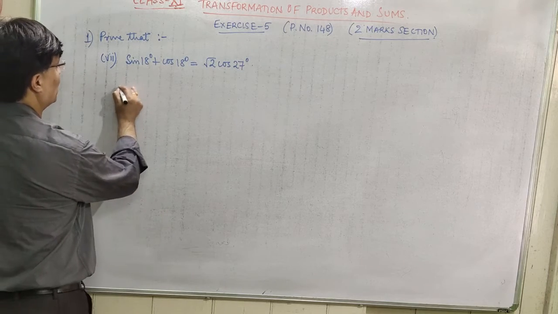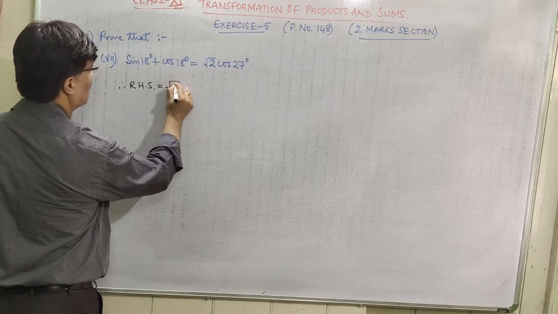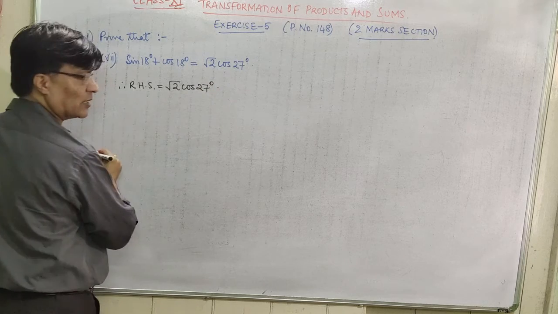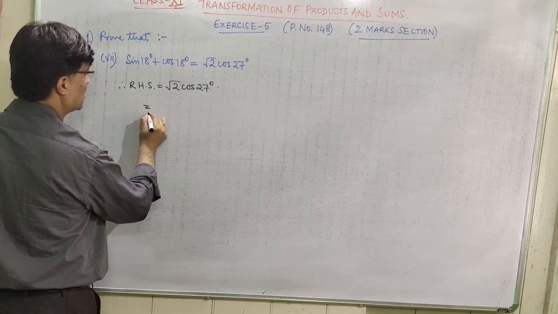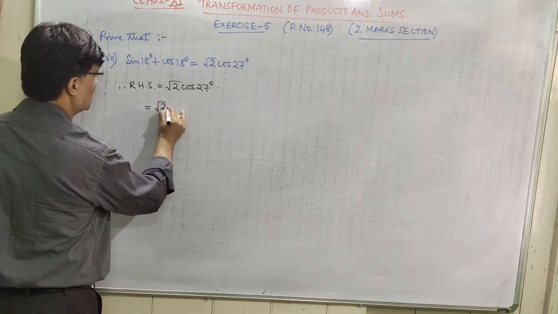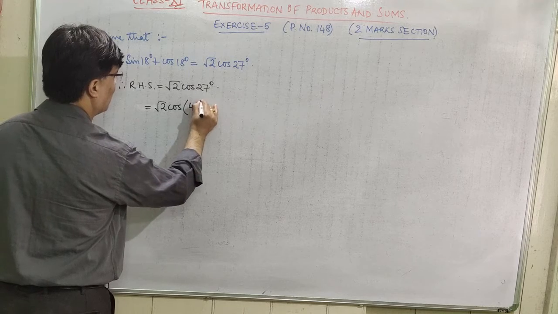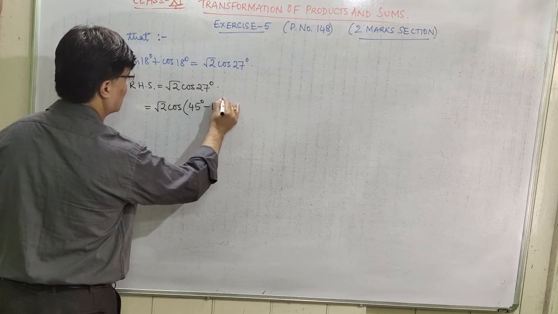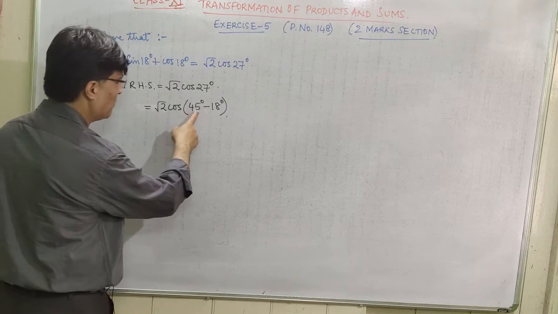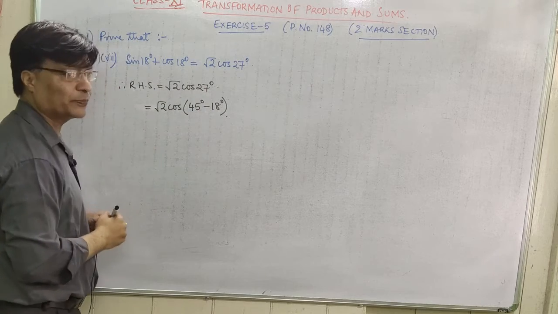Okay. So let us prove it from RHS. So RHS is equal to root over 2 cos 27 degree, right? Which can be written as root over 2 cos of 45 minus 18 degrees, isn't it? That is 45 minus 18 is 27. Let us check it. 15 minus 8 is 7 and 3 minus 1 is 2, right?